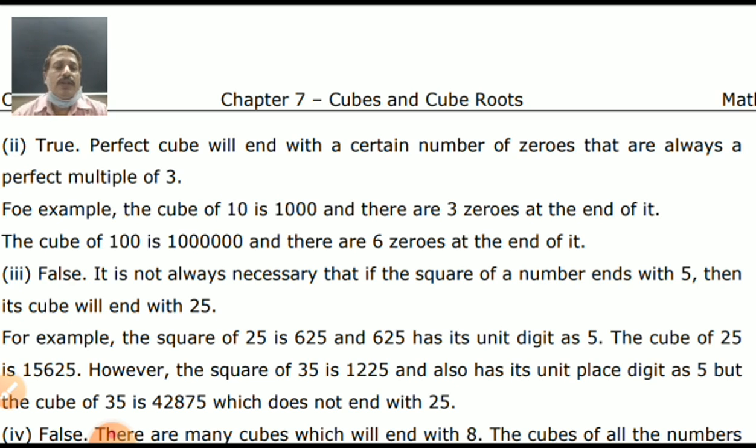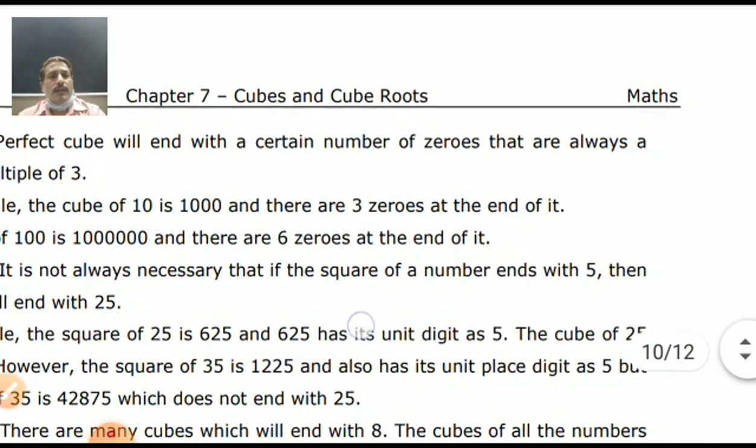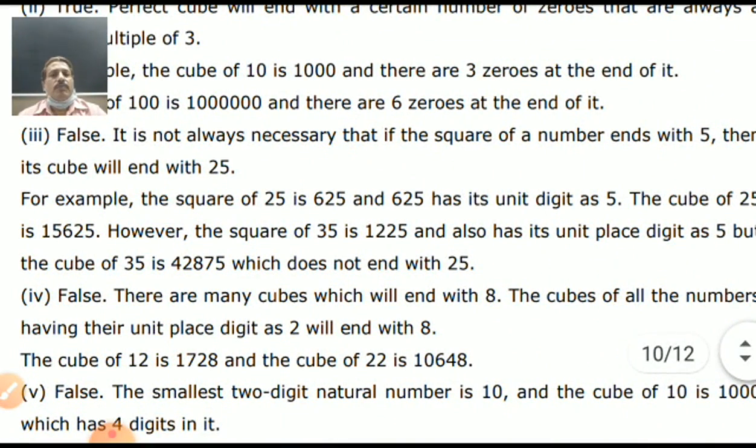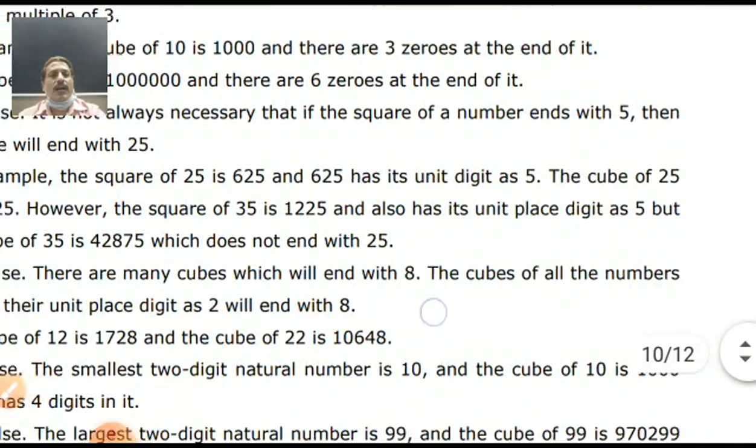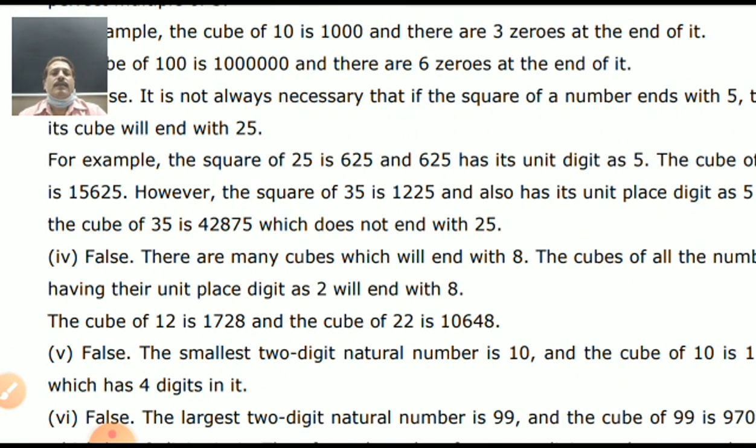It is not always necessary that if the square of a number ends with 5, then its cube will end with 25. It is not compulsory, beta. For example, what will be the cube of 25? 5 is an example: the square of 5 is 25 and its cube is 125. The cube of 25 is 15,625. The square of 35 is 1225 and also has 5 as its unit place digit, but the cube of 35 is 42,875.